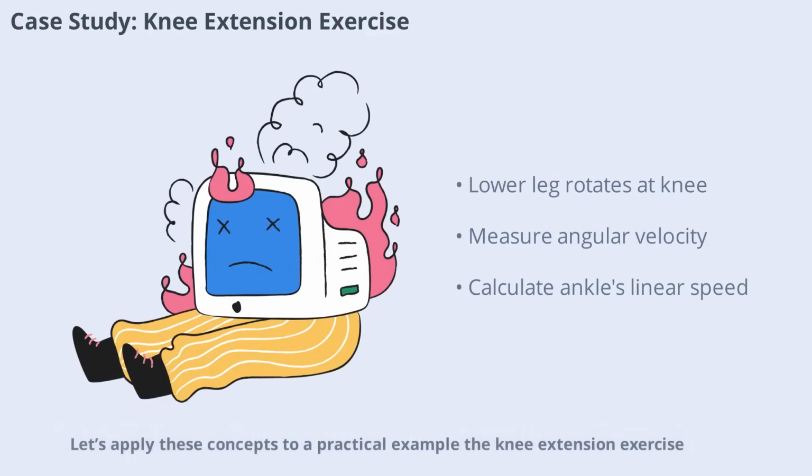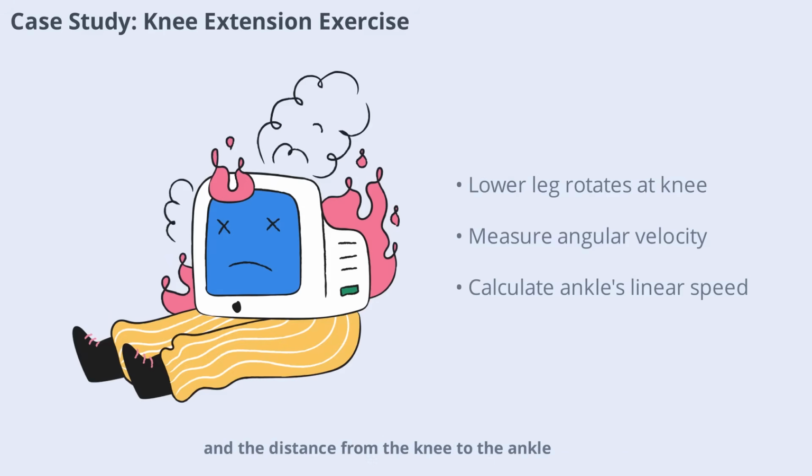Let's apply these concepts to a practical example, the knee extension exercise. During this movement, the lower leg rotates about the knee joint. By analyzing the angular velocity of the leg and the distance from the knee to the ankle, we can determine the linear velocity of the ankle joint. This approach is commonly used in rehabilitation and sports science to assess movement efficiency.